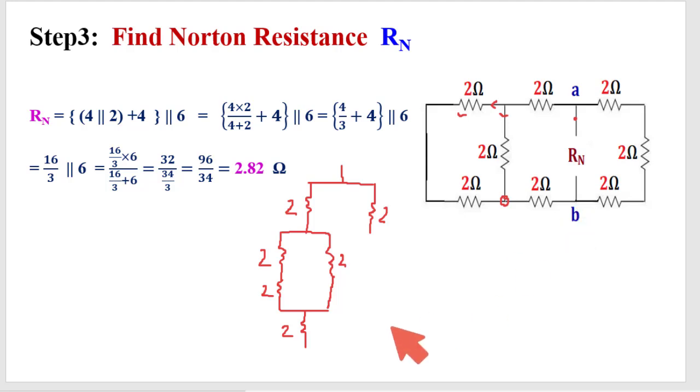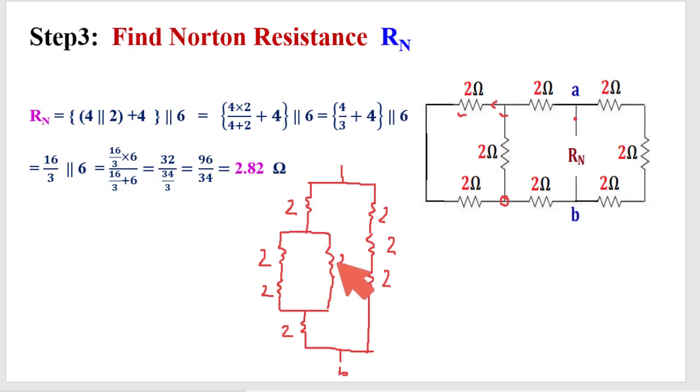This ultimately terminates to point B. So this is point B. From this side, this 2 ohm is connected with these two and these two, and ultimately comes to point B. So another 2 and another 2, ultimately it will come to point B. So this is 2, this is 2. Now it is easier to understand.